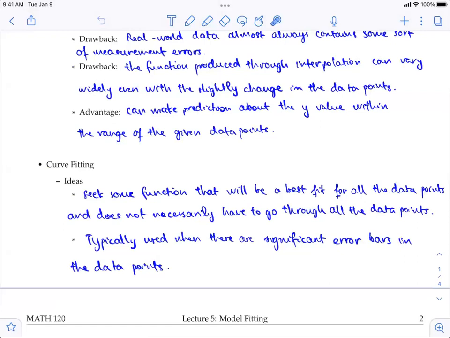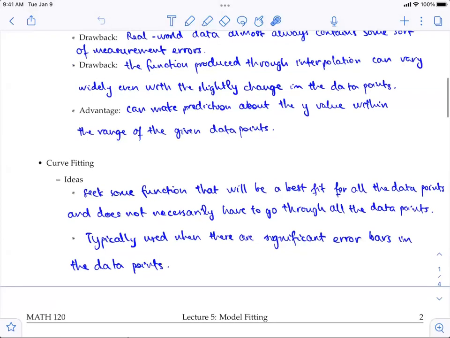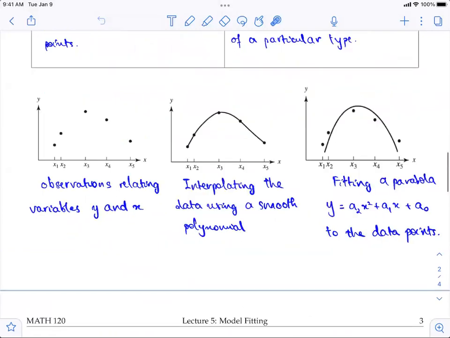It is typically used when there are significant error bars in the data points. The error bar is the difference between the point on the curve that you produce and the data point that you observe. So there is some distance between the point on the curve and the point that you observe.